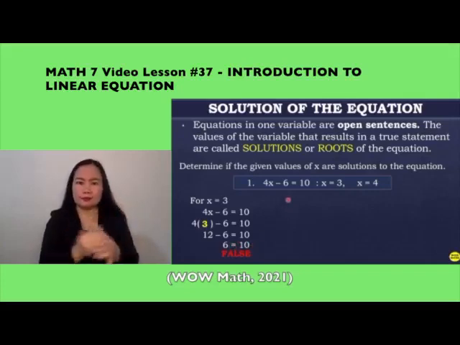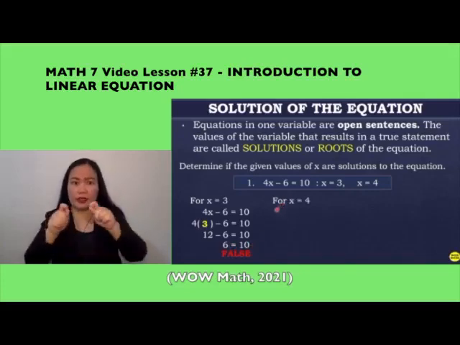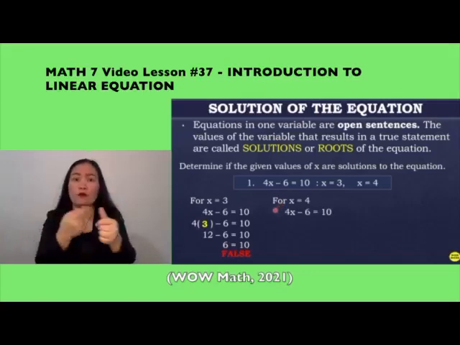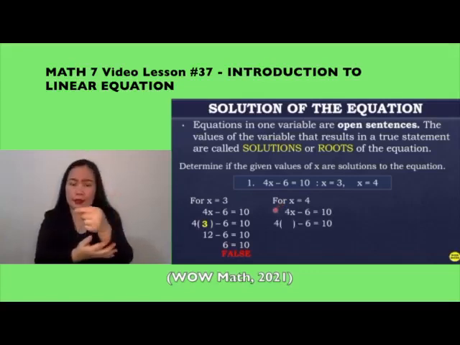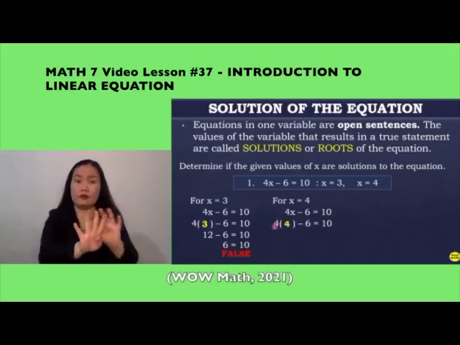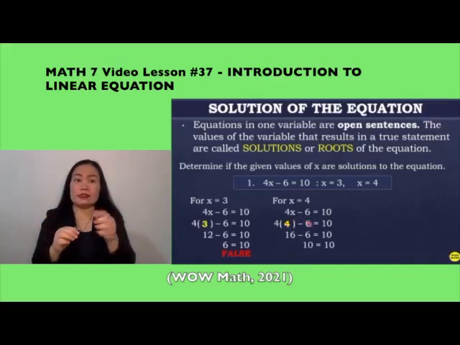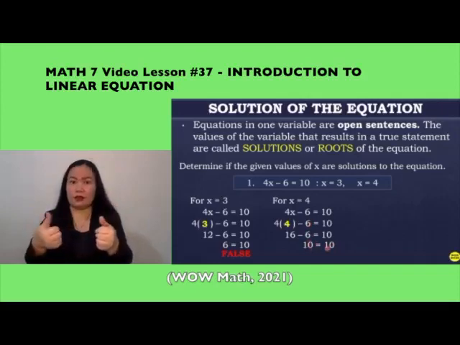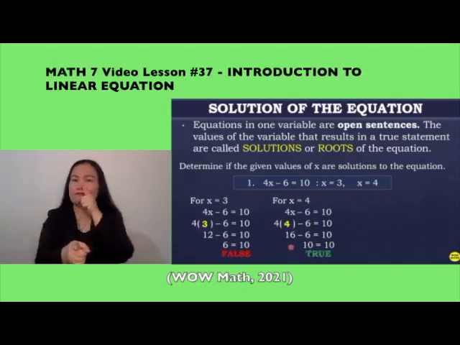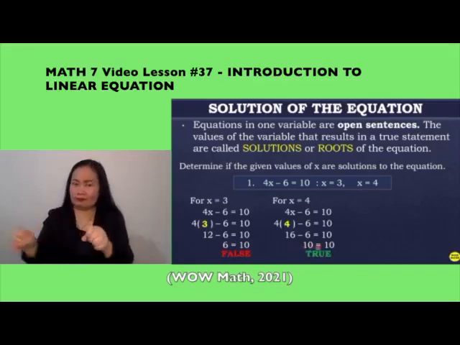Okay? Now, let's try x is equal to 4. So, first step, copy your given. Substitute the values of x, so which is 4. Now, 4 times 4, this is 16. 16 minus 6, this is 10. Okay. So, I have here 10 is equal to 10. And this is a true statement because 10 is equal to 10.